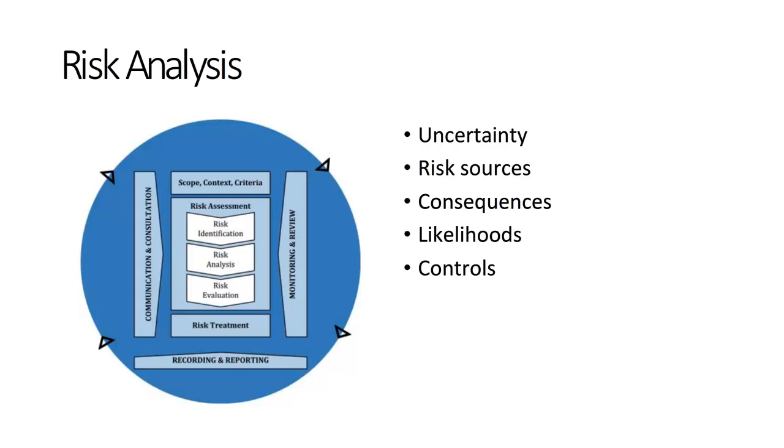ISO's risk analysis step involves a detailed consideration of uncertainties, risk sources, consequences, likelihoods, events, scenarios, controls, and their effectiveness. It can be undertaken with varying degrees of detail and complexity depending on the purpose of the analysis, the availability and reliability of information, and the resources available. Analysis techniques can be qualitative, quantitative, or a combination of the two, depending on the circumstances and intended use.